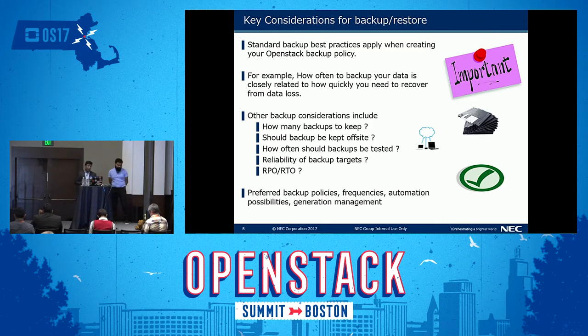Typically the standard backup best practices apply when you create your OpenStack backup policy. For example, your tolerance to failure, or how quickly you want to recover, would drive your frequency of backup. How many backups you want to keep would depend on the kind of storage you have and the capacity that you're holding. Whether you want to keep your backup offsite or onsite would also depend on the kind of failures you are anticipating.